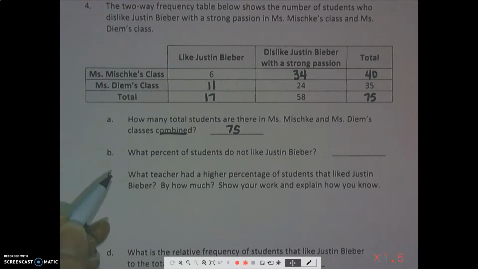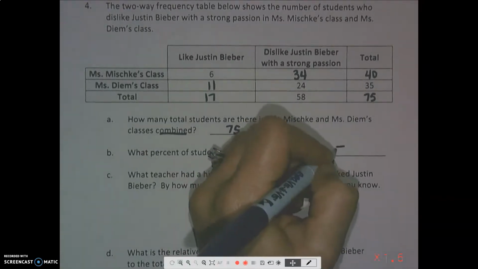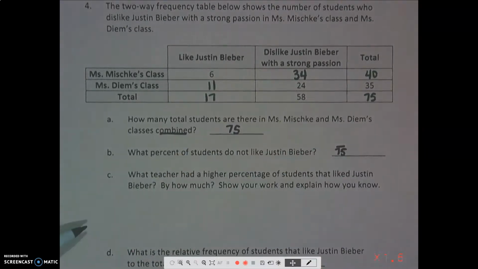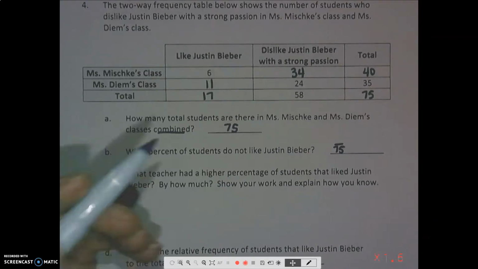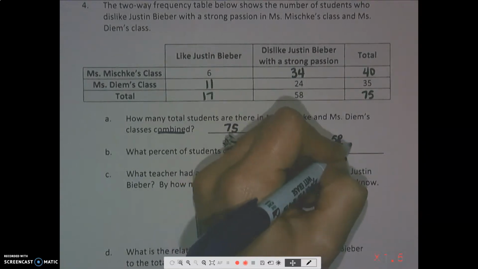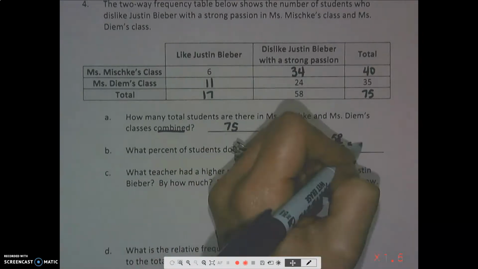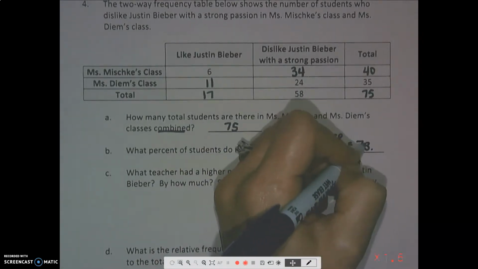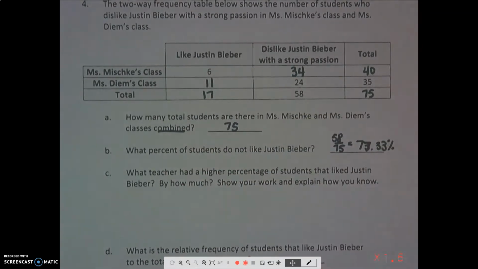What percent of students do not like Justin Bieber? It just says what percent of students, so that means that we're going to have 75 as our denominator. We're looking at all of the students, not just in one particular class or the other. The ones that dislike Justin Bieber are 58, and it does say percent, so we're going to divide, move the decimal place, and round. So 77.33% of those students, those 75 students, dislike Justin Bieber.